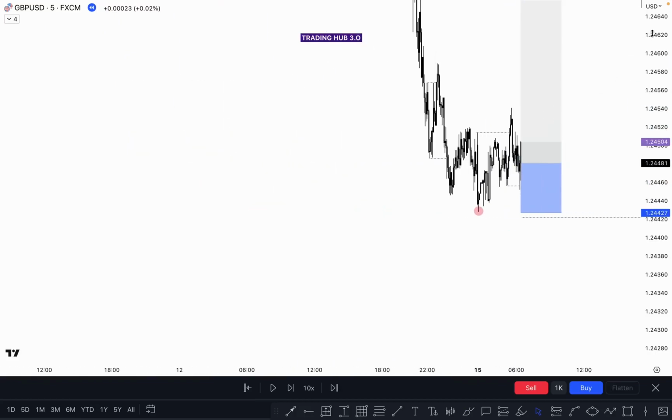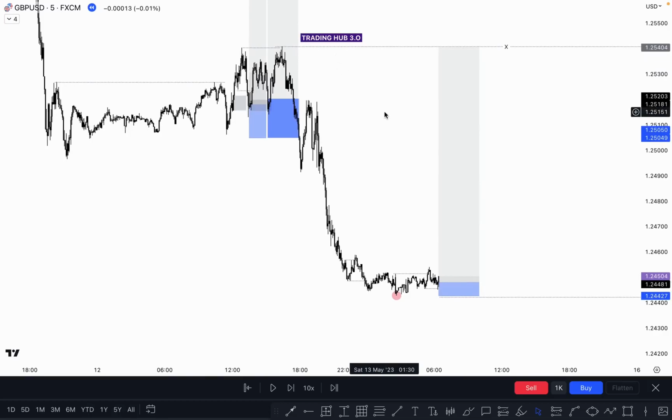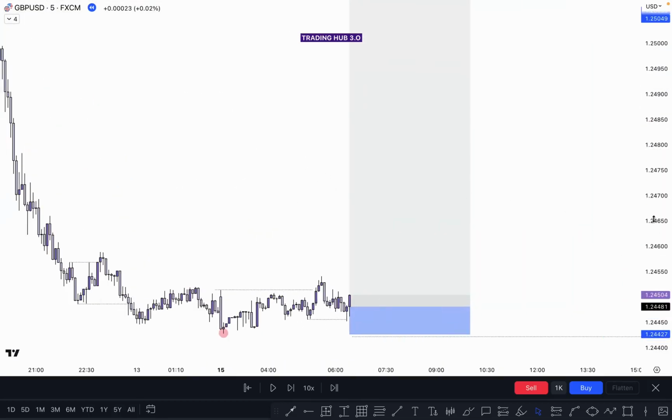This is the safer side. And where is our target? Our target here, this one. This is our H1 higher time frame inducement. Okay, so this is happening here.